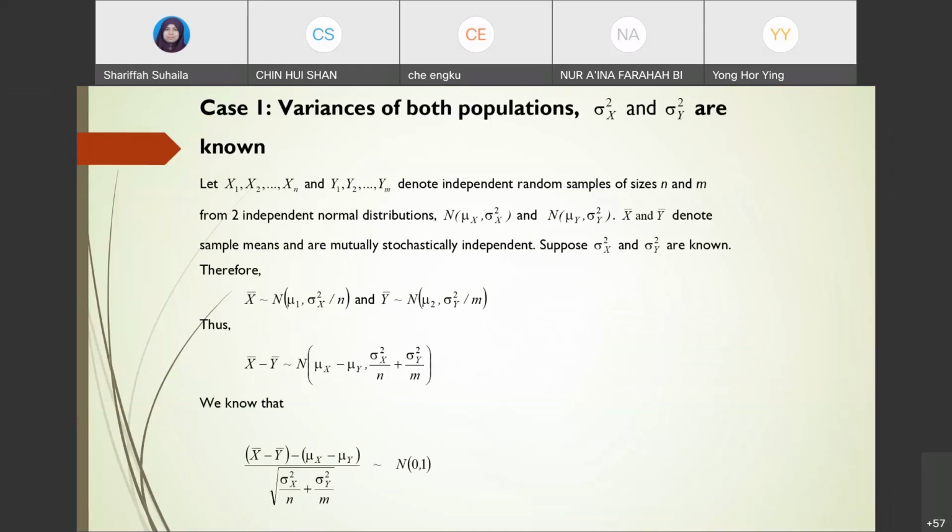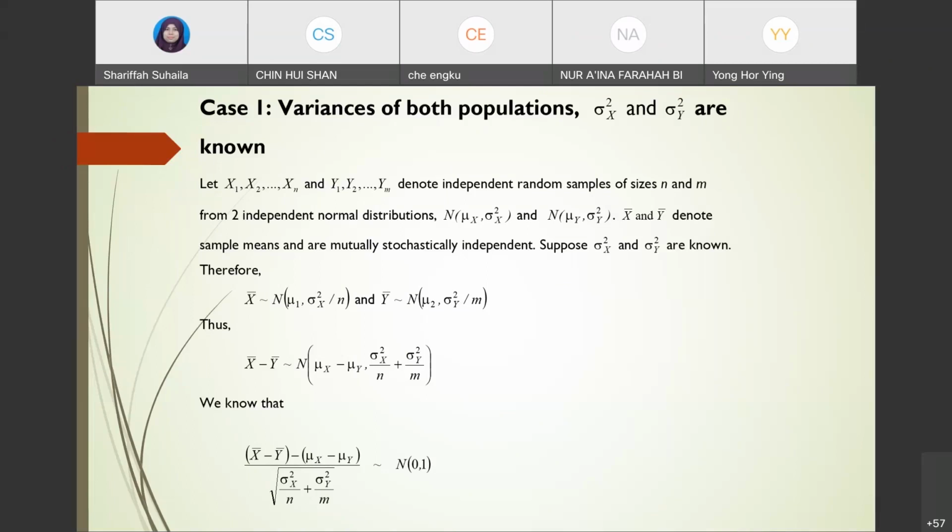But in the other case, sigma square is unknown. So when sigma square is unknown, that means you need to estimate it using your sample variance. And then the next case is sigma square unknown but you have a small sample. For that one, we will proceed using the T distribution.